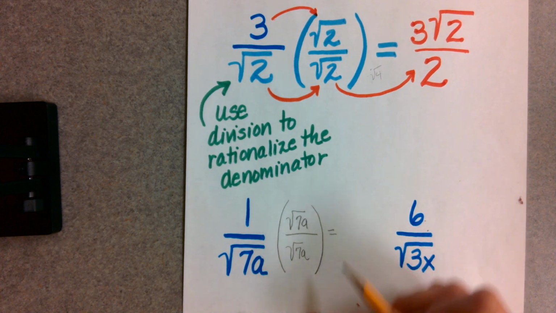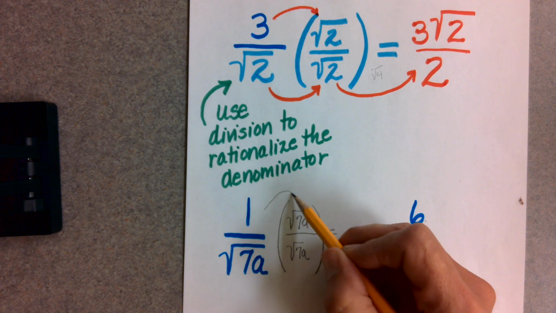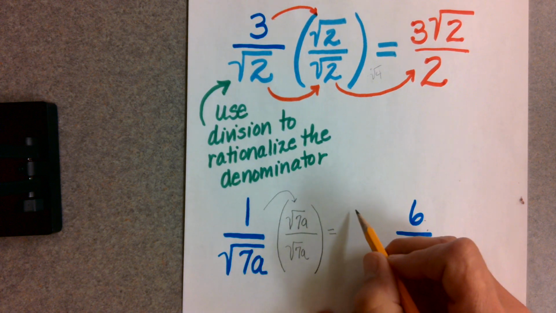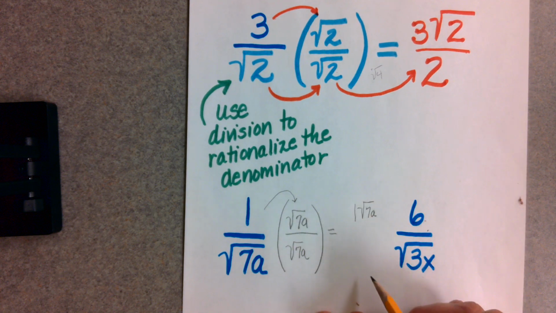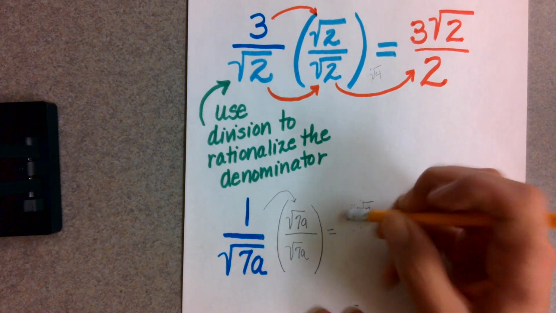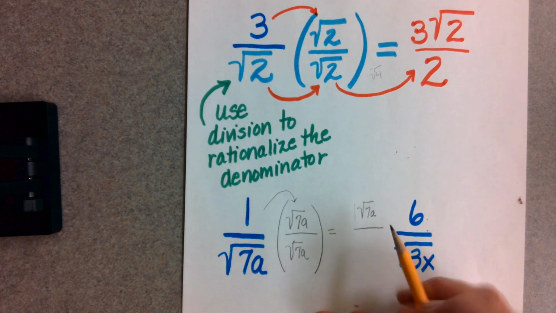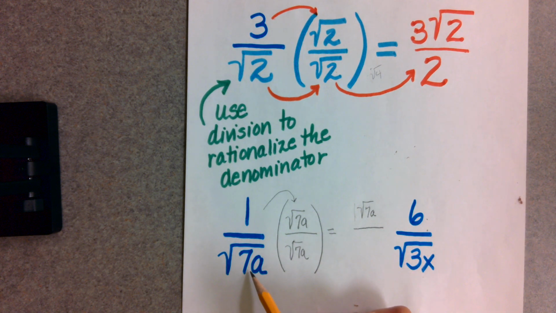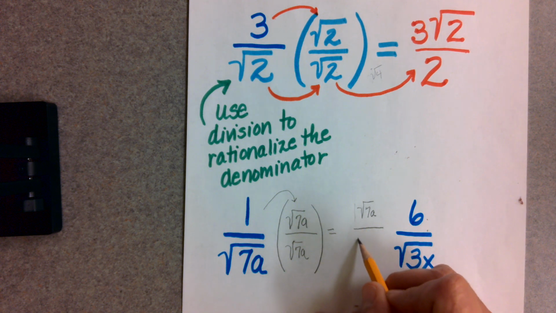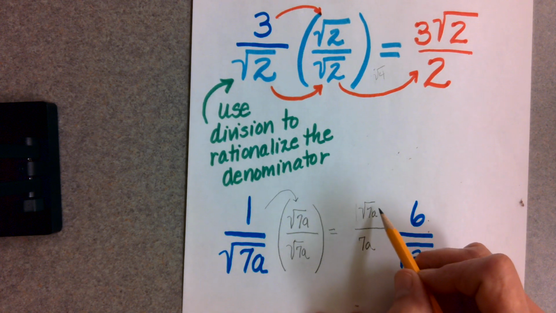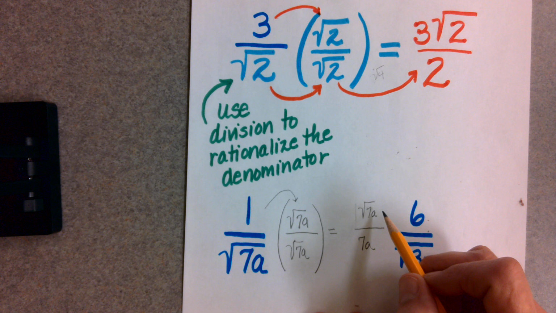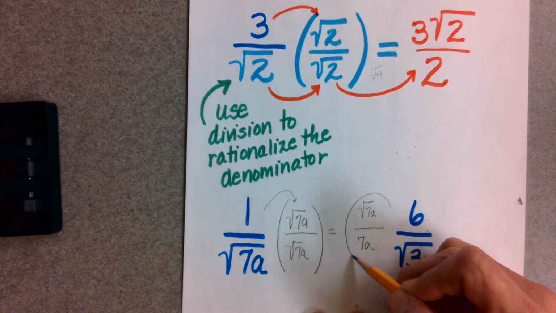And when I do that, I'm going to go 1 times the square root of 7a, which would just be the square root of 7a, really. I don't even need to write that 1, over 7a times 7a, which would actually turn out to be 49a squared, which simplifies to just 7a. It gets rid of that square root. And you now have simplified that radical.